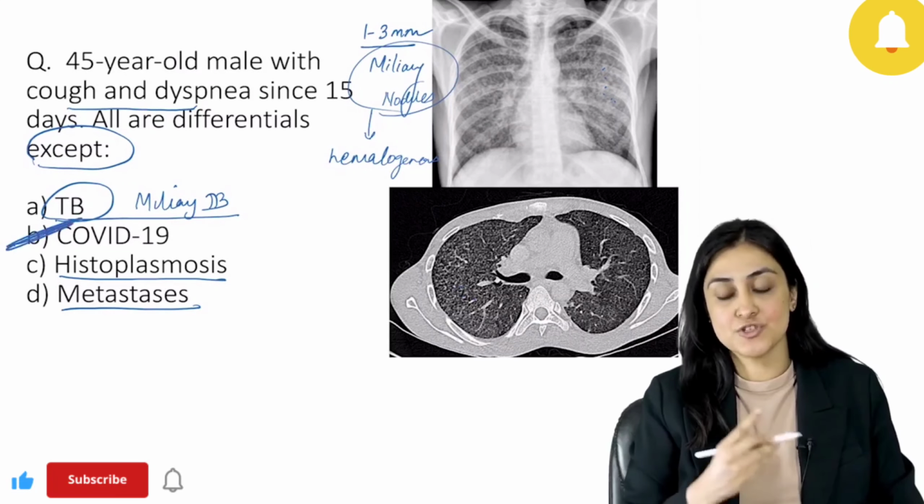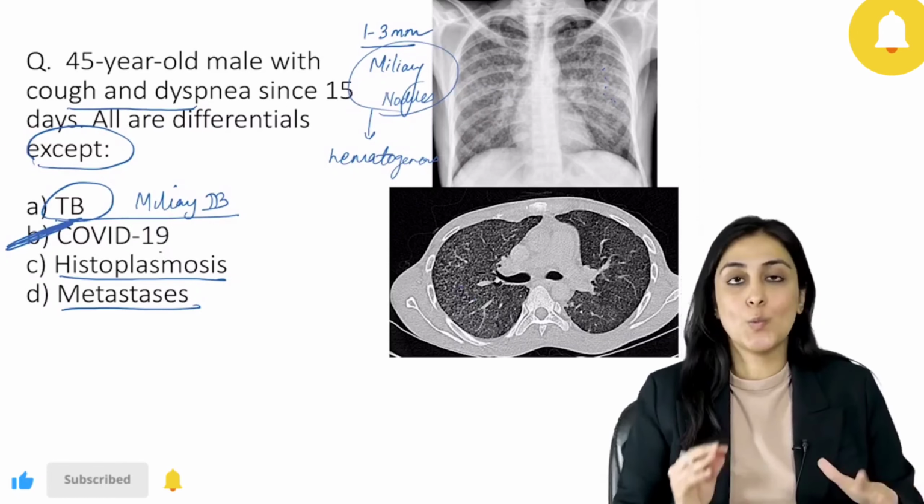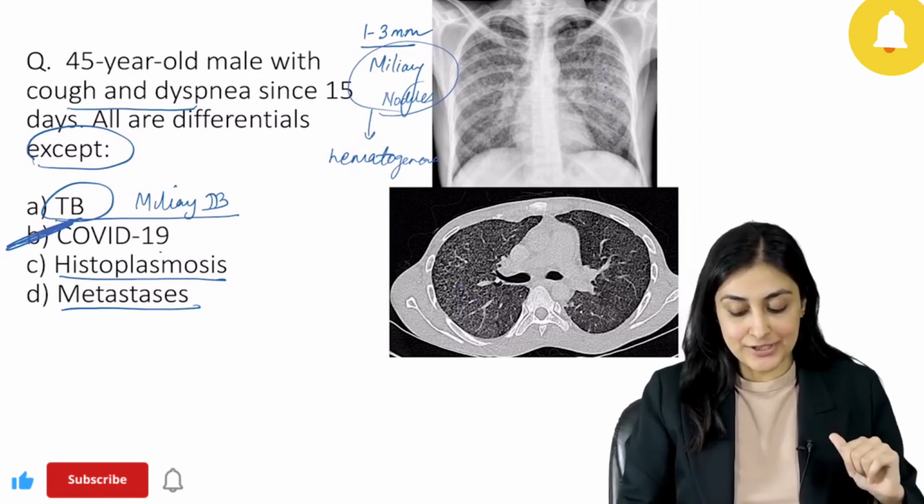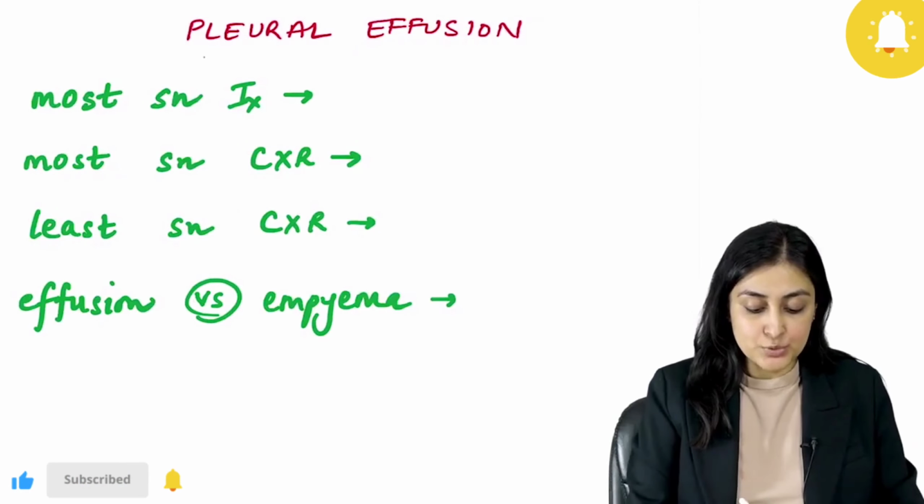COVID-19 doesn't have a hematogenous spread. So this is not seen with COVID-19 miliary nodules. It becomes a CORADS score of 2 wherein it is atypical findings. Alright. Going ahead to pleural effusion.